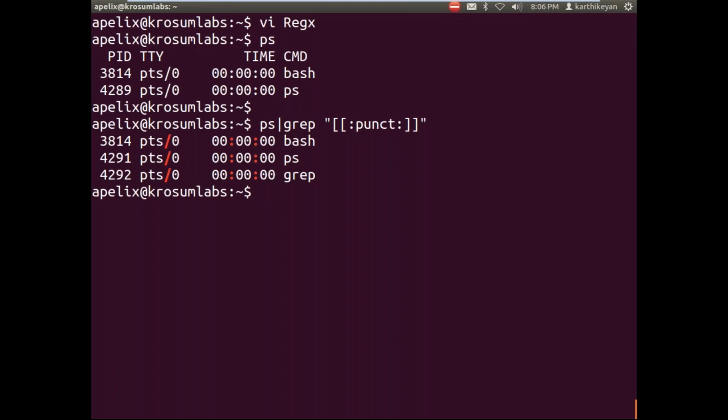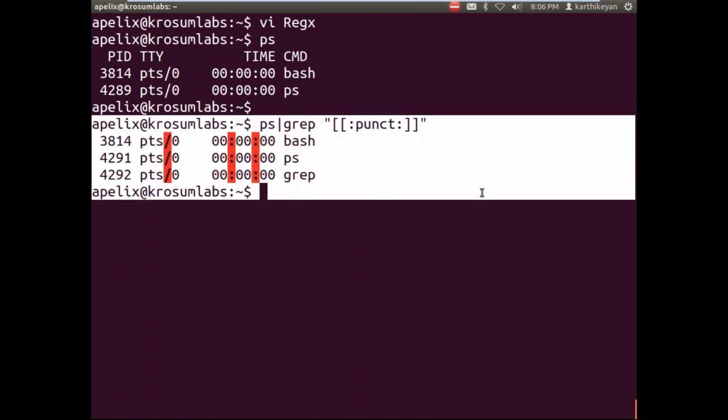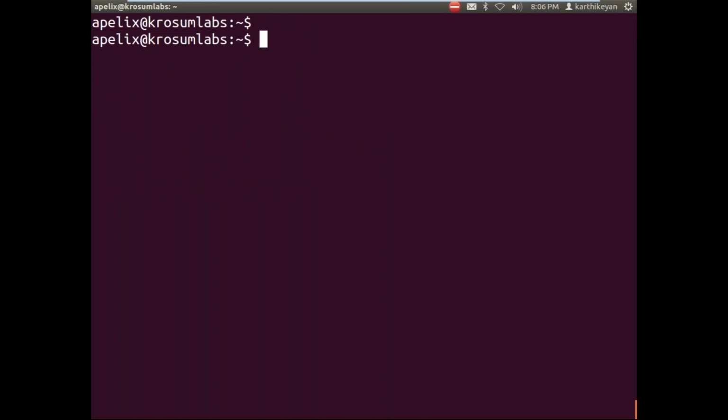The space is not matching. I'll highlight it with the cursor. See, the space is not matching. Only the special characters are matching. This is the pattern notation for finding special characters. Compared with the space class, this one is useful for finding special characters, and that one is useful for finding spaces. These two POSIX classes are useful.